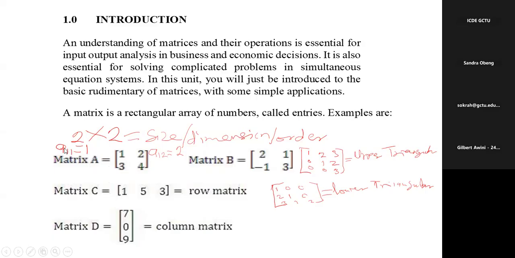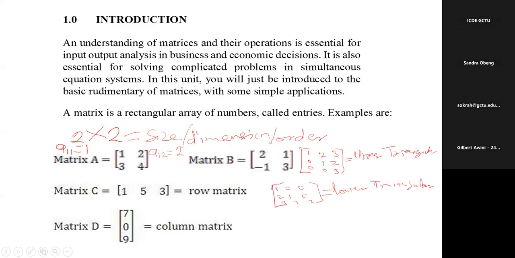If I ask you to identify the element A11, as you can see here, the first number is telling you the row number, followed by the second number, which is telling you the column number. Now, if I ask you to give me the element A11, it means I'm referring to the element found in the first row, first column. Where is the intersection? That is the element 1.